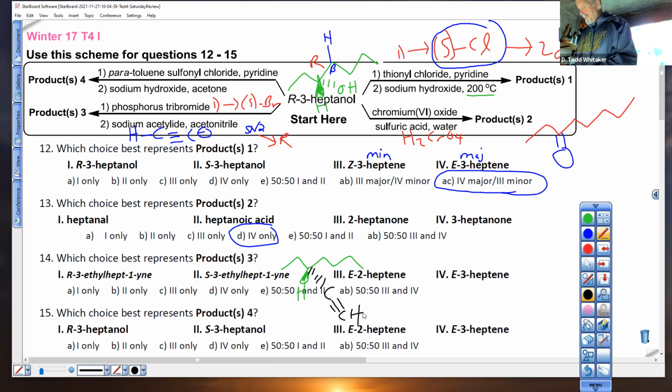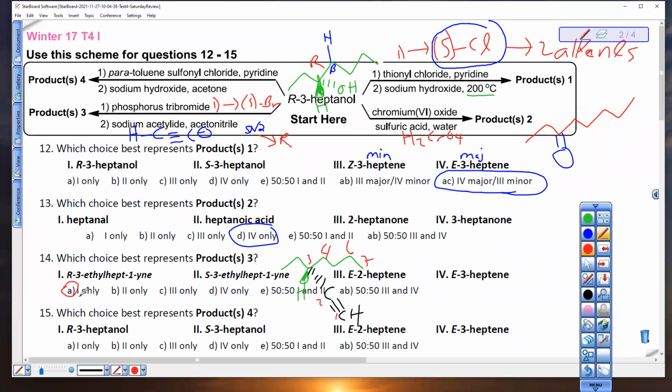C triple bond CH. IUPAC says 1, 2, 3, 4, 6, 7. 3-ethyl 1-heptyne with what stereocenter? It's R. 3-ethyl 1-heptyne. Right there. There's only one answer with R anyway. That's correct. There's your giveaway right there. You got to stop thinking as soon as you saw the one with an R stereocenter. Nice job.